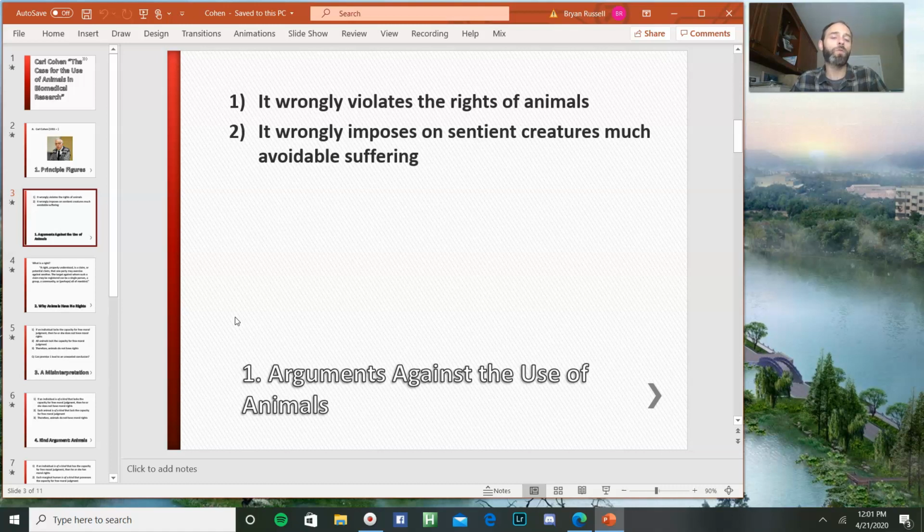Then he's also going to object to somebody who might make a utilitarian argument that we shouldn't be using animals for biomedical research, like an argument that Singer might put forward. We're going to be focusing mostly on his claim that animals do not have rights. That's going to be the biggest objection to the theories that we've read so far. So let's jump in.